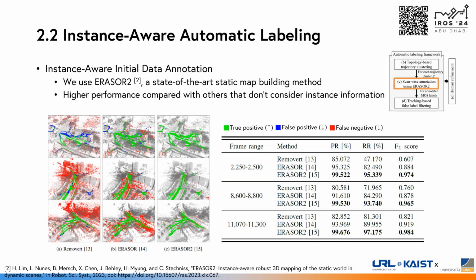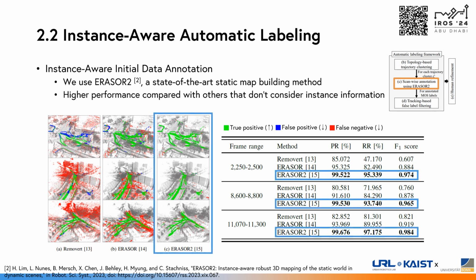Now let's take a closer look at the steps in our instance-aware labeling framework. To generate the initial MOS labels, we used Erasor2, a state-of-the-art static map-building method. Erasor2 performs instance segmentation and detects moving objects at the instance level. We found that Erasor2 achieves a higher static mapping performance compared to other methods that do not consider the instance information. This is why we chose Erasor2 for the initial labeling method.